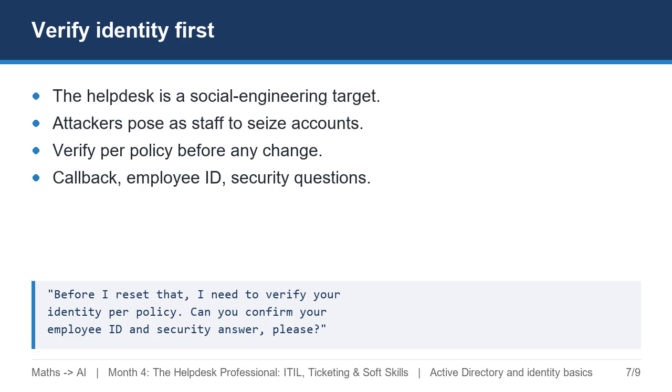Now the most important security point in this whole lesson. The helpdesk is a favorite target for social engineering. An attacker phones up pretending to be an employee, hoping you'll reset a password and hand them the account. So before any account change, you verify the caller's identity using your organization's policy: a callback number, an employee ID, security questions, or a manager's confirmation. Use the script on screen. This is not bureaucracy. It's one of the most important security controls you personally operate every day.